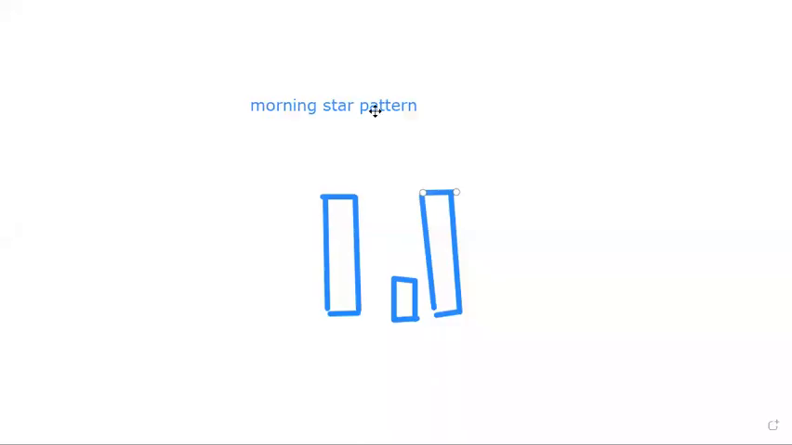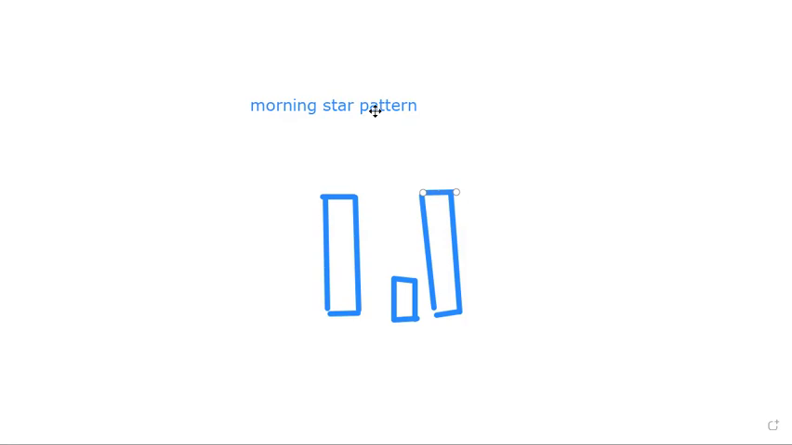Okay, so we're talking about the morning star pattern, right? What did I just say? It's a bullish reversal pattern. What other thing did I mention? The first candle in this pattern is always a sell candle, which shows the presence of sellers in the market.